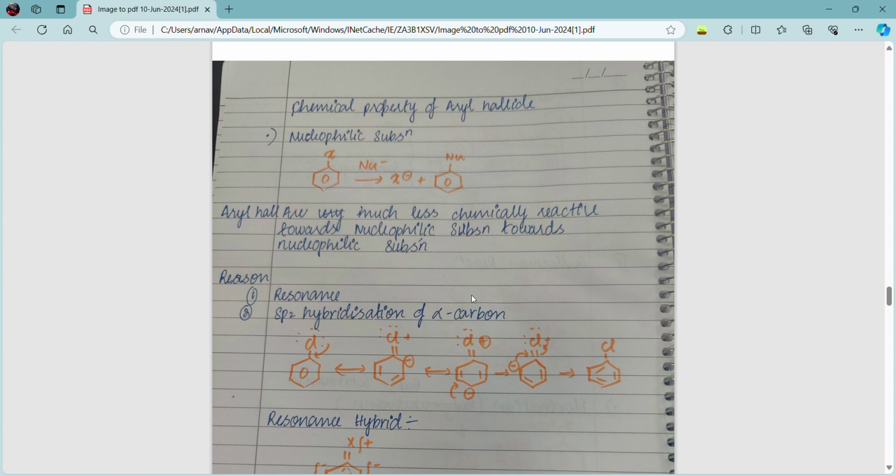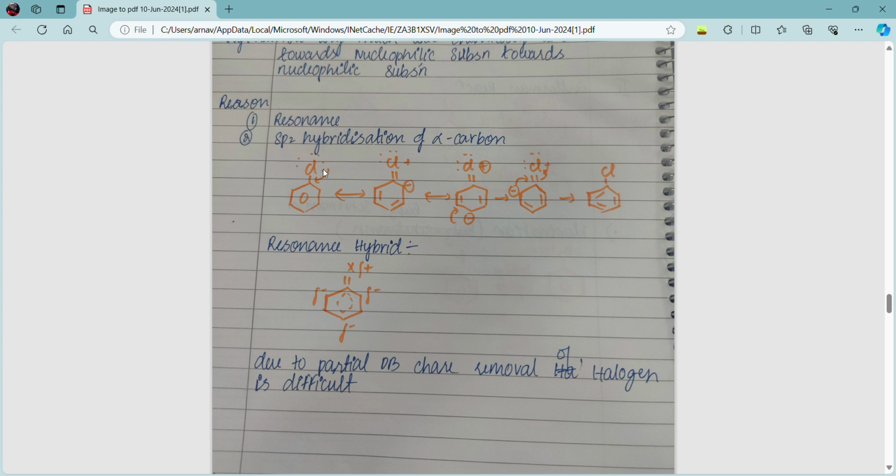Next, chemical properties. The first property we'll be talking about is the nucleophilic substitution reaction. Let's see why it does not go through nucleophilic substitution reaction. First of all, let's see this resonating structure.